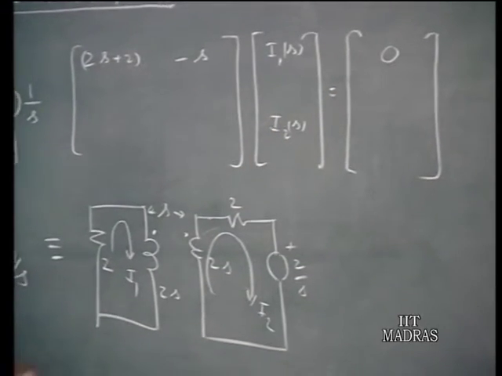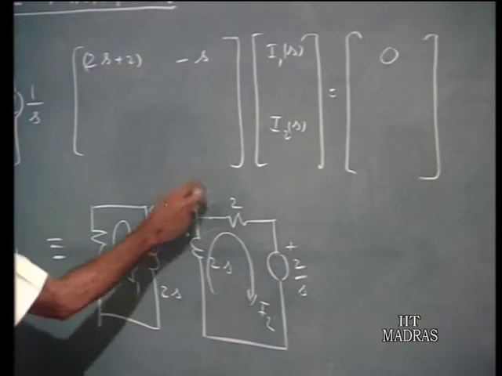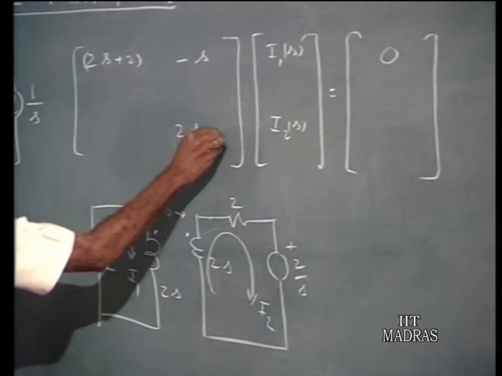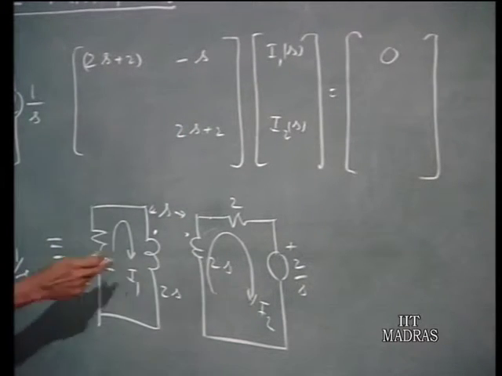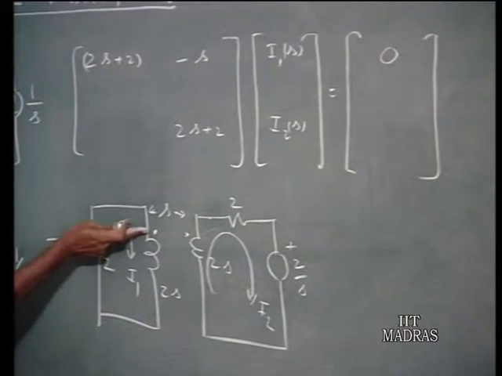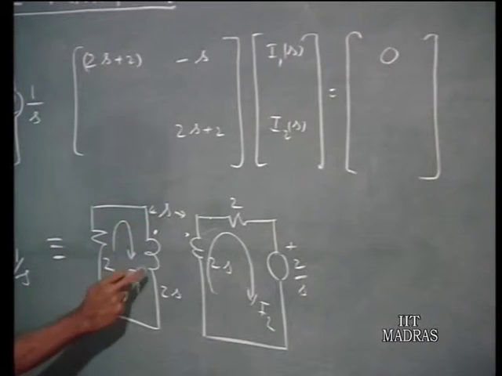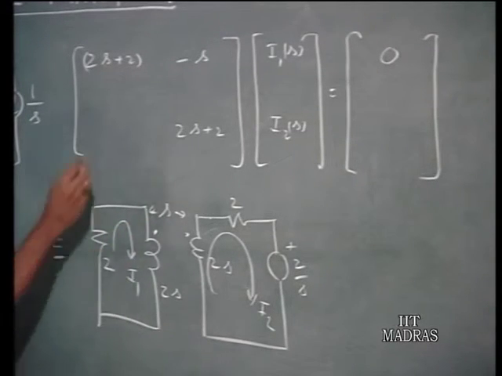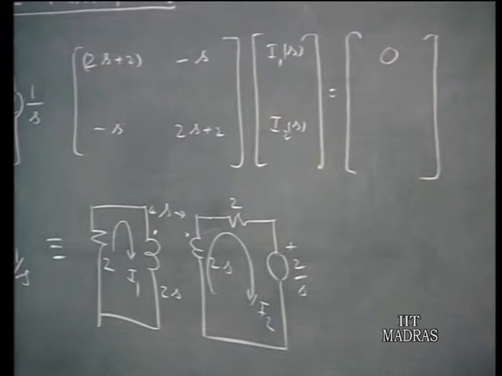Now, for the second loop, the self-impedance of this loop is 2s plus 2, and for the mutually induced voltage, again I2 is leaving the dot point and I1 is entering the dot point, therefore, the sign of the mutually induced voltage is negative. The mutually induced voltage has a Laplace transform S times I1, but the sign is negative, therefore, minus S times I1 plus 2s times I2 of S.